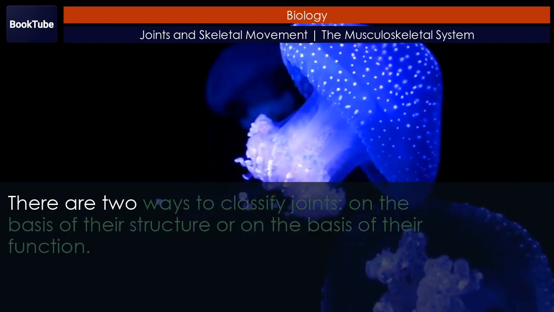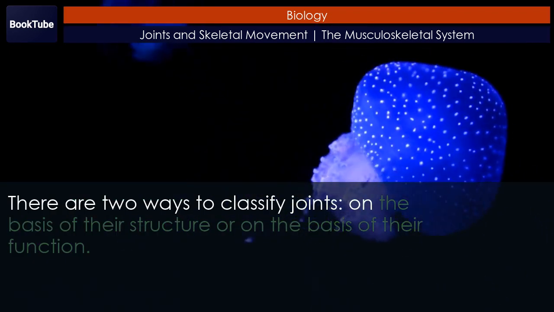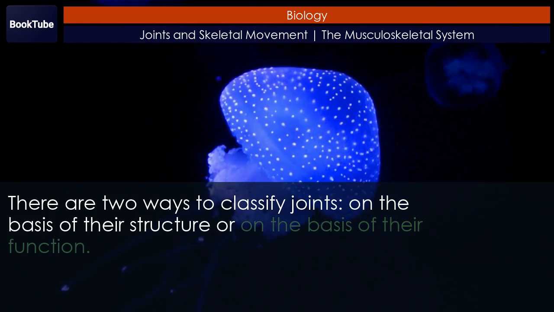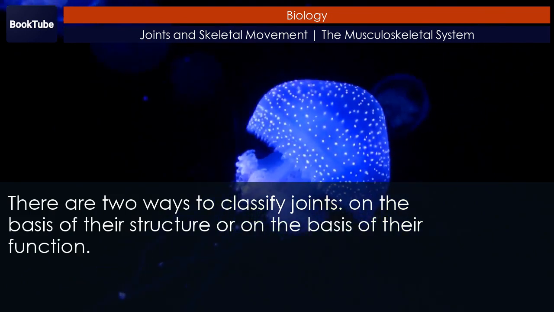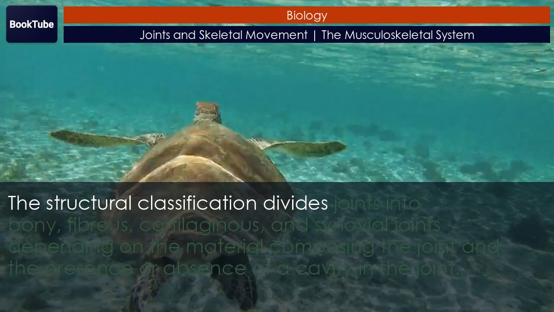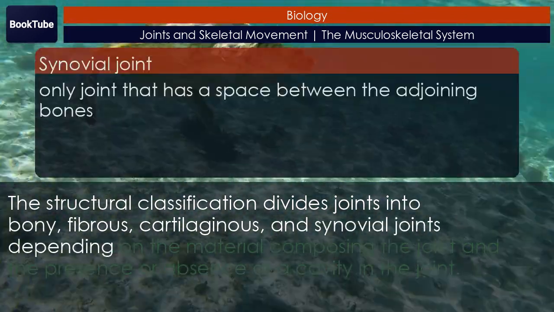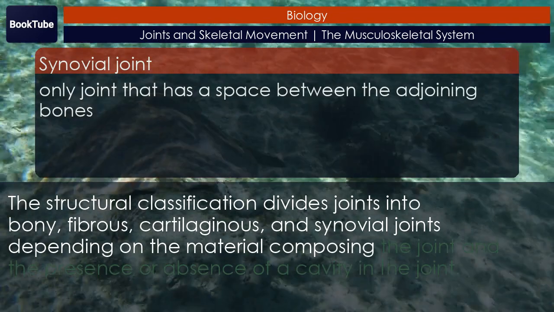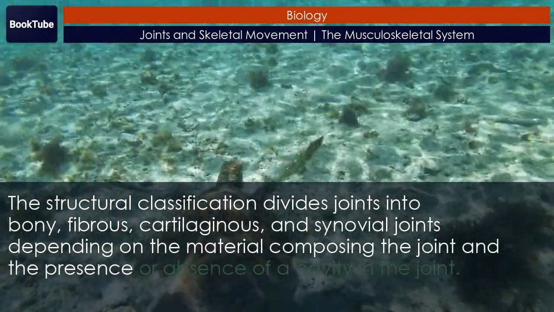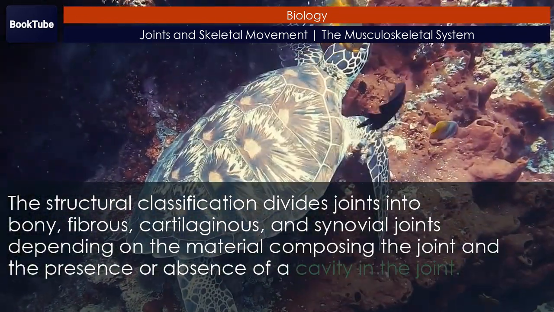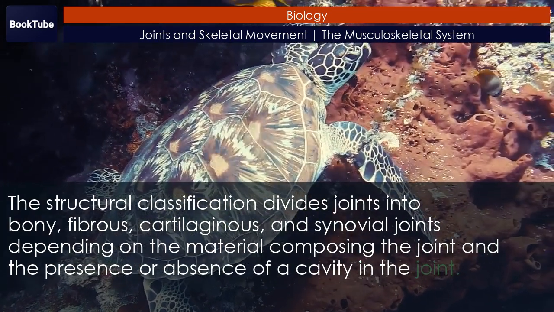Classification of joints on the basis of structure. There are two ways to classify joints: on the basis of their structure or on the basis of their function. The structural classification divides joints into bony, fibrous, cartilaginous, and synovial joints depending on the material composing the joint and the presence or absence of a cavity in the joint.